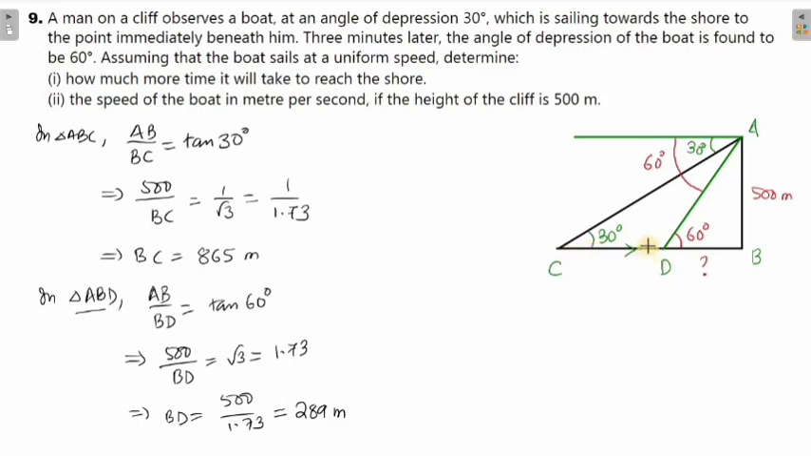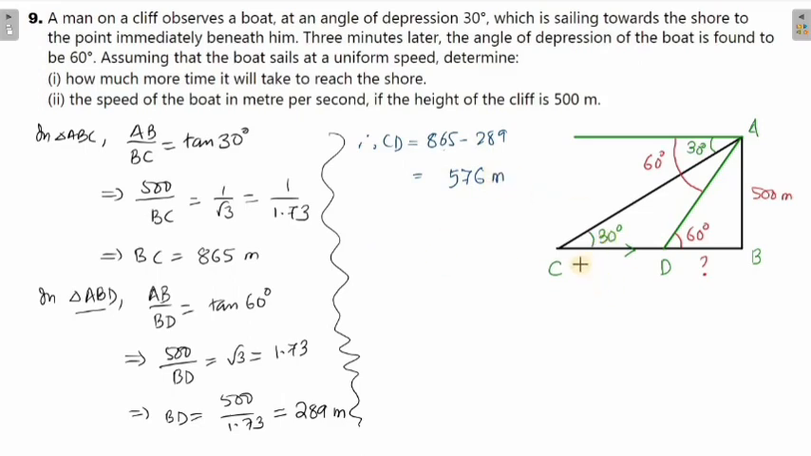First, let me find what is CD. Let me write it here. So therefore we have CD. CD will be equal to BD minus DB, isn't it? BD is 865 minus DB, which is 289. So let's subtract. 15 minus 9 is 6. 5 is left, so 15 minus 8 is 7. 7 minus 2 is 5. So we have CD is 576 meters.